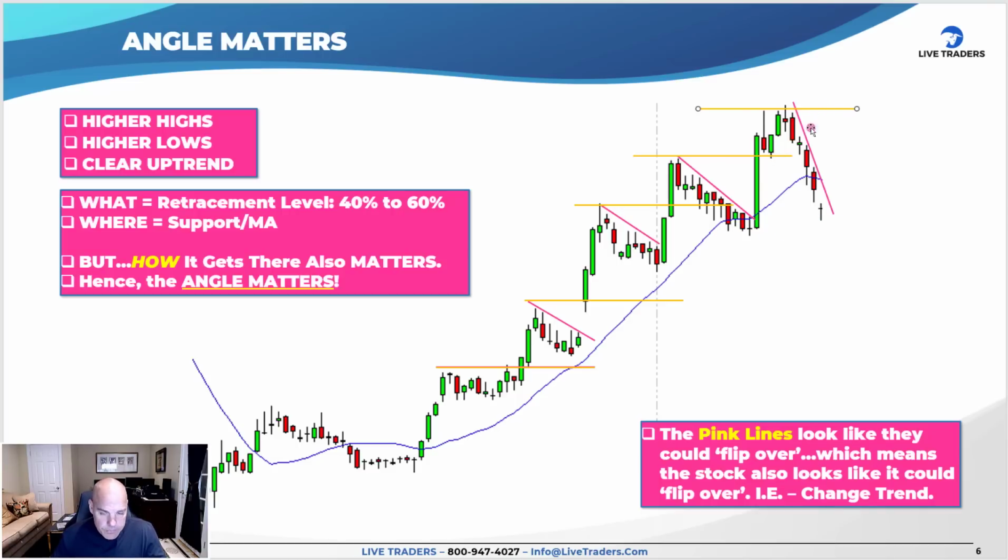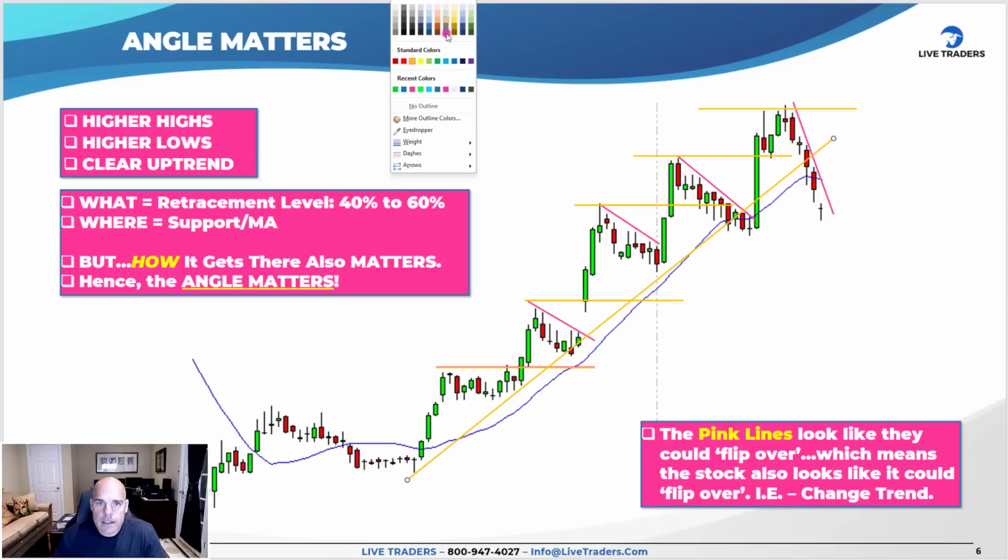In fact, when we started this whole move, that's pretty much where we are, give or take right about there. Let's make that a different color. Let's make it, I don't know, blue. I know there's too many lines on here right now.